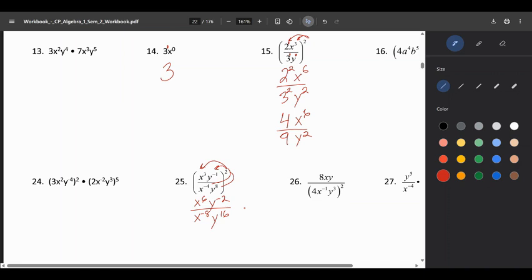I noticed that I have a couple of negative exponents, and I need to make those positive by moving the one on top to the bottom and the one on the bottom to the top. So now I'm going to have x to the power of 6 times x to the power of +8, and then y to the power of +2 and y to the power of 16. Now I can just add those, so I end up with 6 plus 8 is 14, and 2 plus 16 is 18.